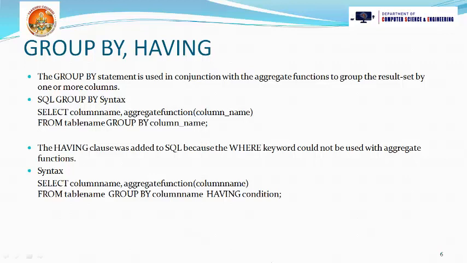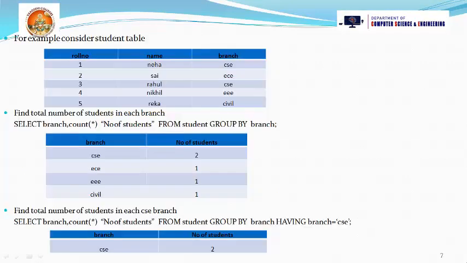So the syntax of having with group by clause is: select column name, comma, aggregate function of column name from table name, group by column name, having condition. So we'll discuss these examples under group by clause. For example, consider this student table. In the student table we have roll number, name and branch.